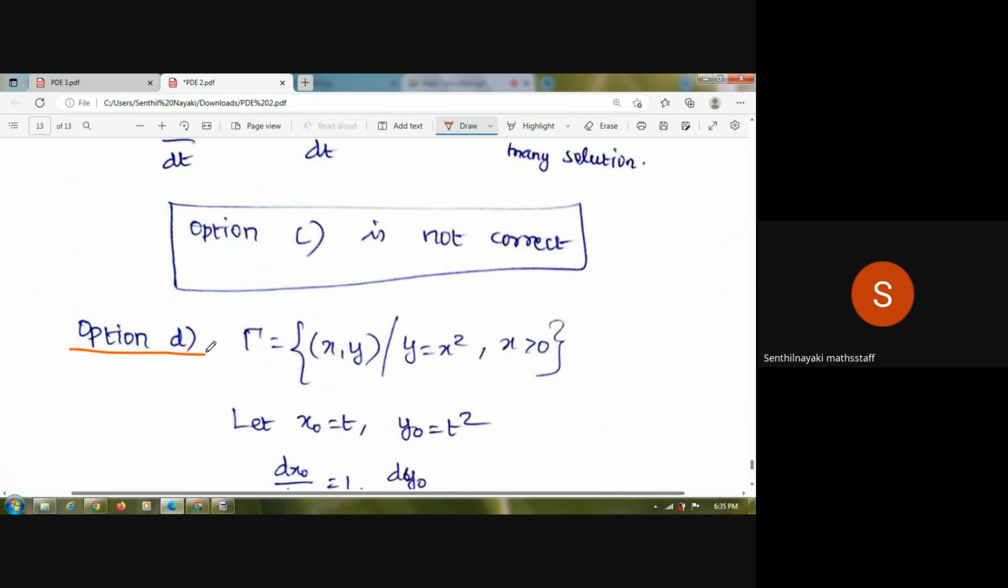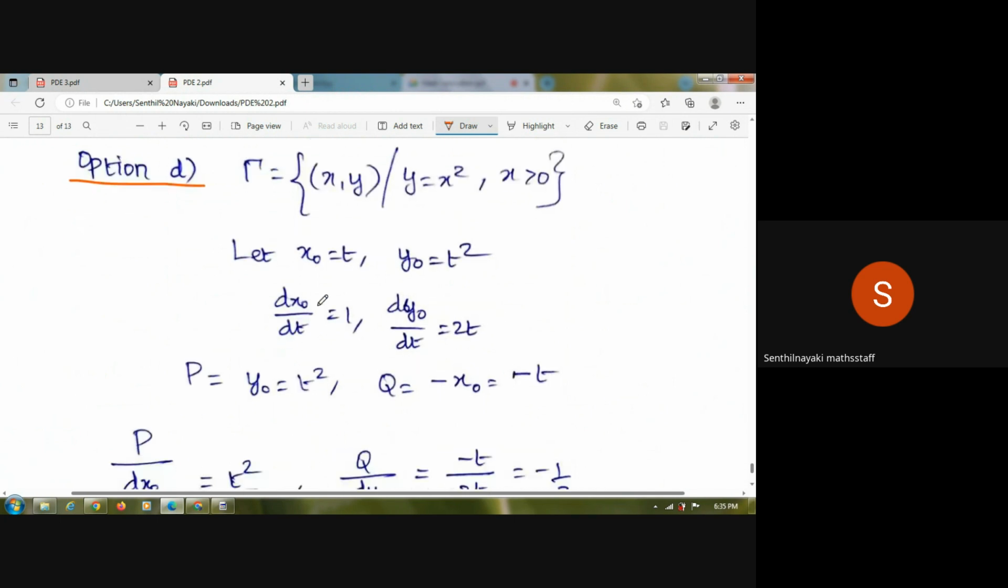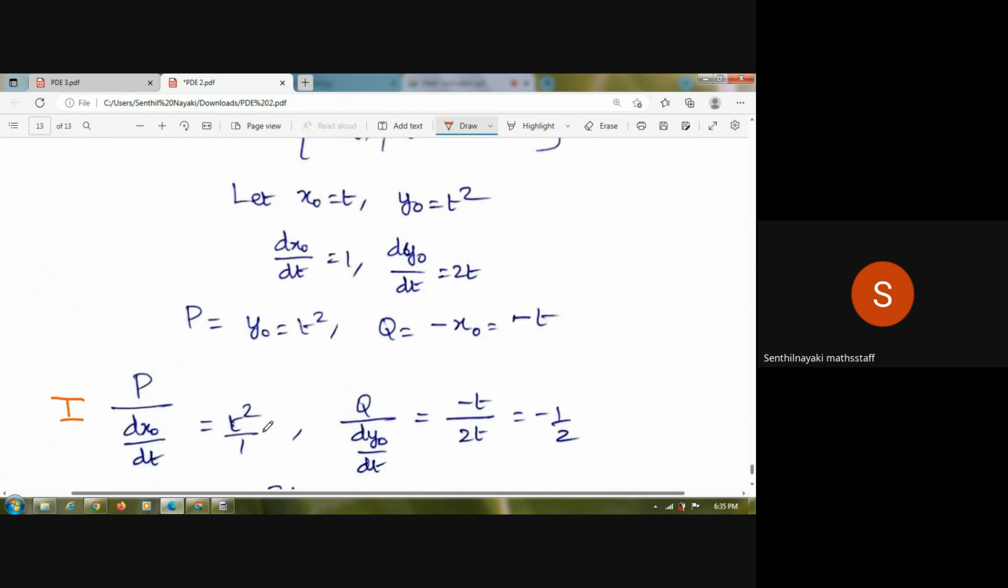Now let us check option D. Option D is gamma equal to set of all x comma y such that y equal to x square for x greater than 0. Assume that x naught equal to t. If you substitute x naught equal to t, then we get y naught equal to t square. Then differentiate, then we get dx naught by dt equal to 1, and dy naught by dt, differentiate with respect to t, then we get 2t. So p value is y naught, that is equal to t square. Similarly, q value is minus x naught, therefore minus t. Next we have to find out the first ratio, p by dx naught by dt. So t square by 1, that is t square.